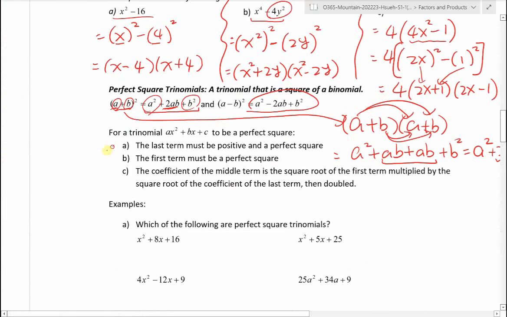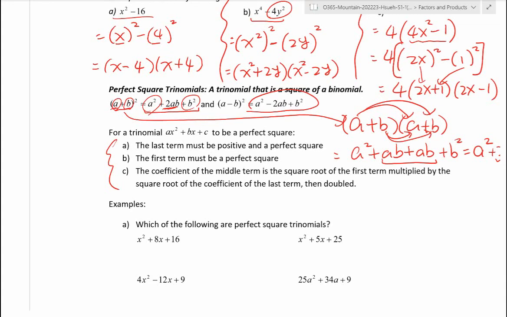So basically that summarizes this portion here. For a trinomial ax squared plus bx plus c to be a perfect square, the last term must be positive and must be a perfect square. The first term must also be a perfect square, which means again it has to be positive. I mean, you could factor out a negative sign and make it positive, but in that case, c will also have to be positive. So both of those two terms must be positive.